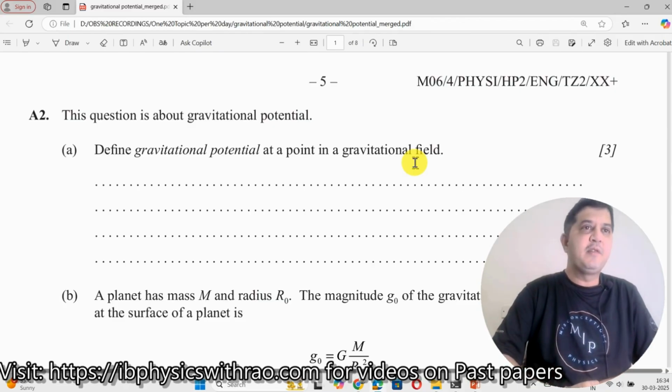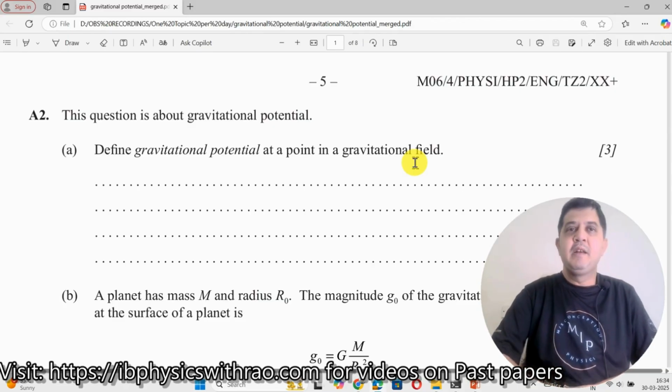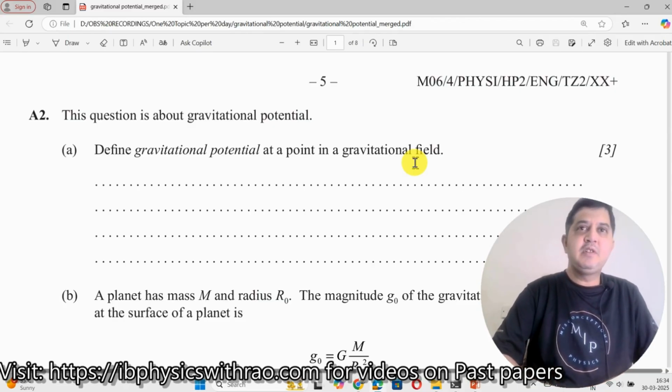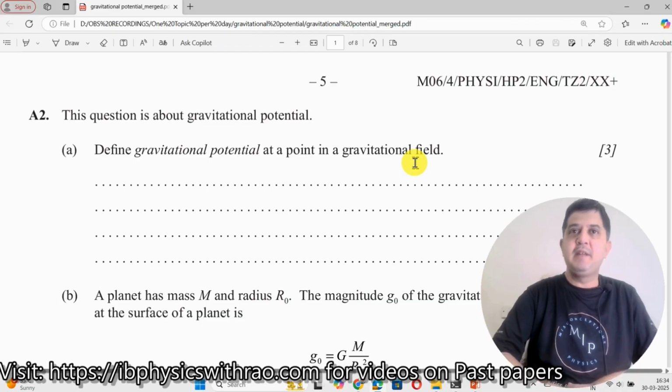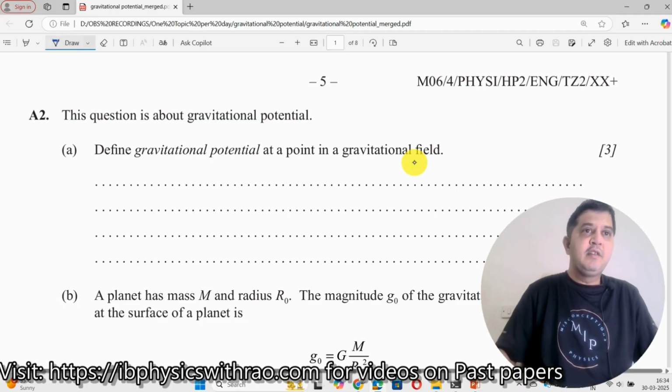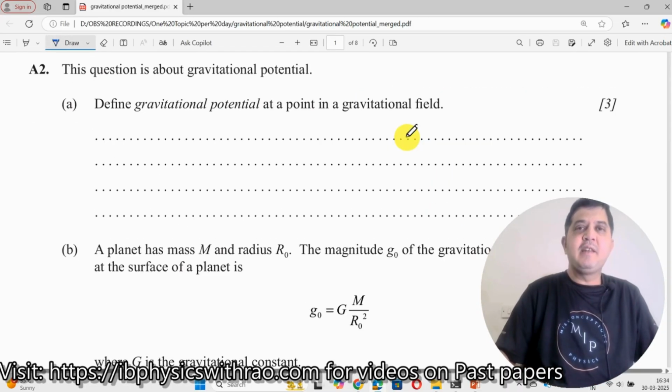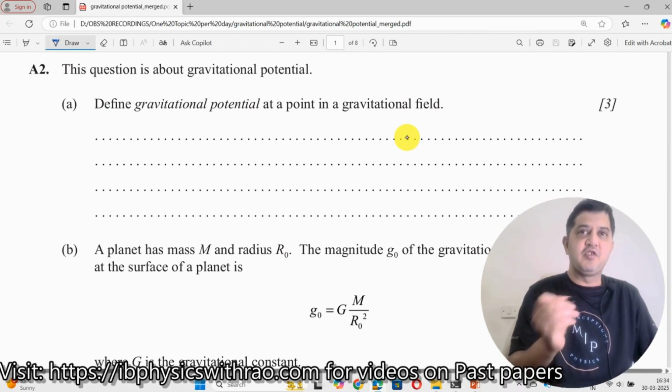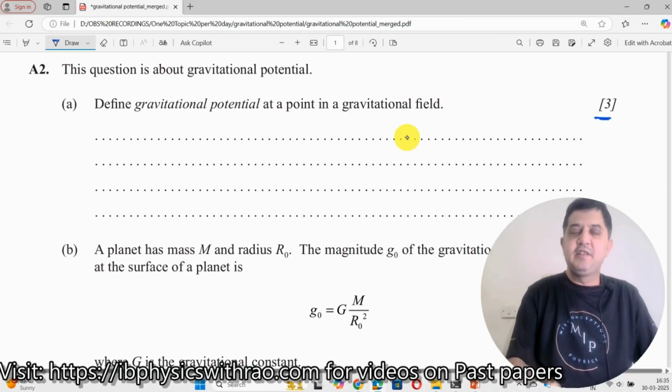So today's concept is about gravitational potential, and this paper is 2006 May TZ2 science. Okay, now let us begin. Define gravitational potential at a point in a gravitational field. What do you mean by gravitational potential? Simple. This is for 3 marks. So how do you write?